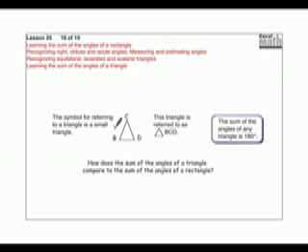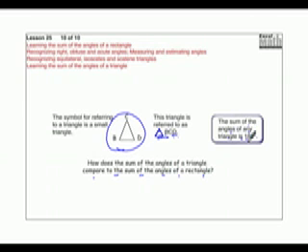The symbol, now onto this page, the symbol for referring to a triangle is a small triangle. So this triangle right here we would name as triangle BCD. All right, little triangle symbol, and then the letters that make up that triangle. The sum of the angles of any triangle is 180 degrees. How does the sum of the angles of a triangle compare to the sum of the angles of a rectangle? Well, that's a pretty simple question.